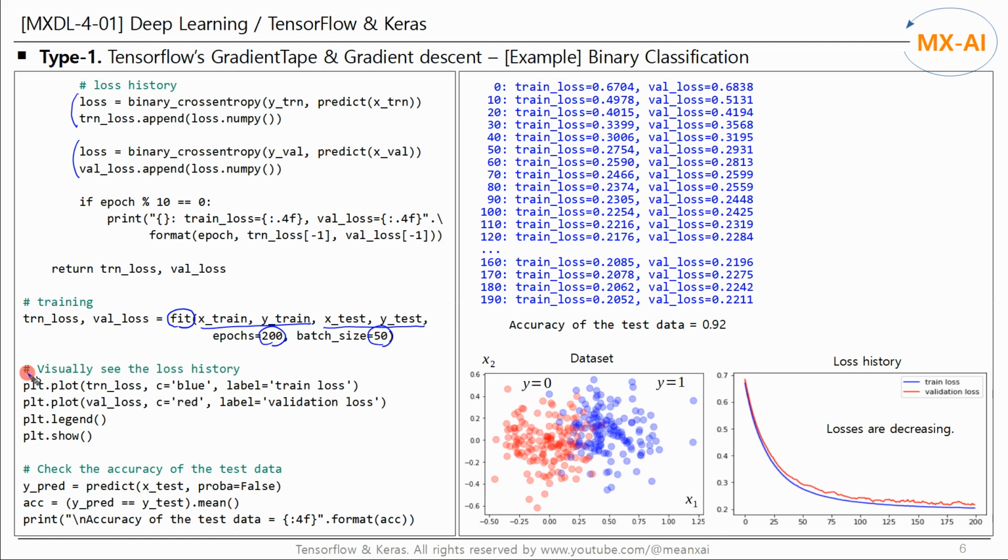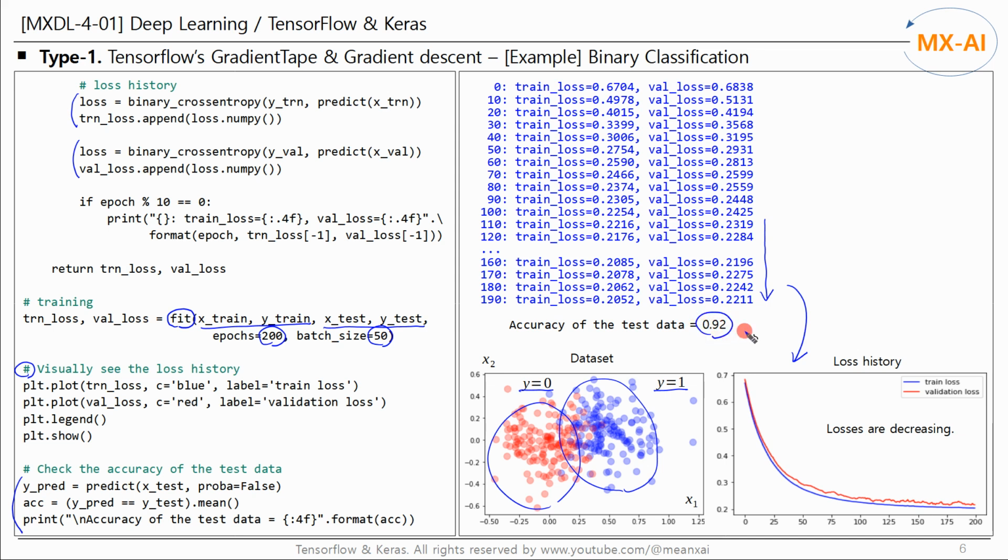Once training is complete, visually see the loss history. Finally, we measure the accuracy of the test data. Let's check the results. The training data consists of 2 clusters like this. Red data is class 0, blue data is class 1. You can see that the losses of training and test data gradually decrease during 200 iterations. Visualizing this, it looks like this. The accuracy of the test data is 0.92.